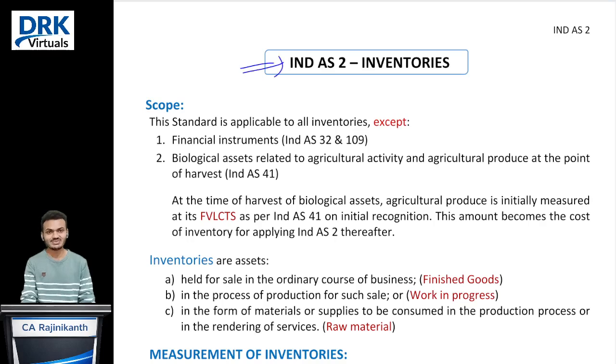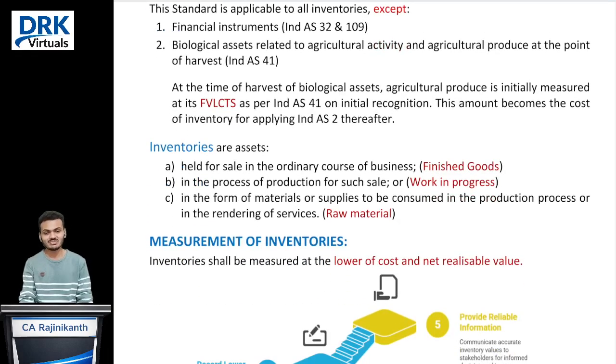Revise Ind AS 2 Inventories. As we know, this standard is applicable to all inventories except financial instruments and biological assets related to agricultural activity and agricultural produce at the point of harvest. However, agricultural produce after the point of harvest is covered by Ind AS 2 only, that we are going to discuss, right?